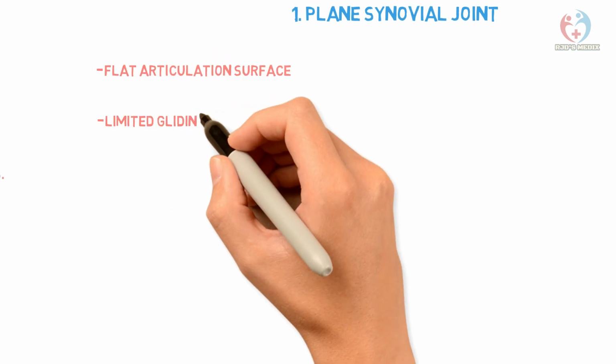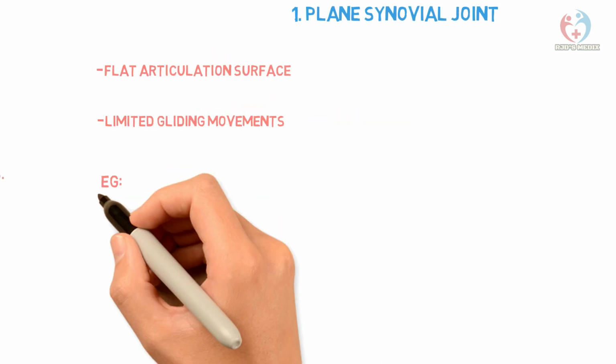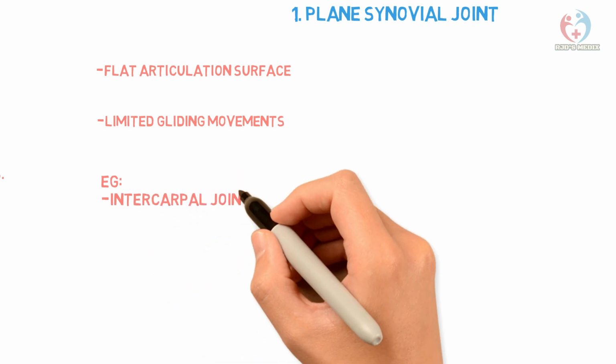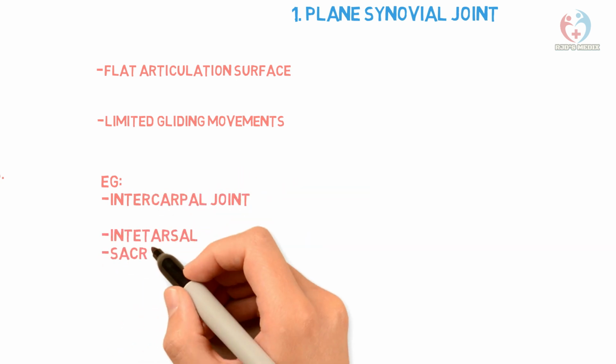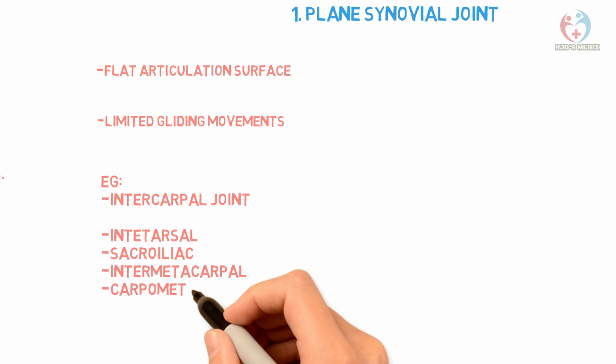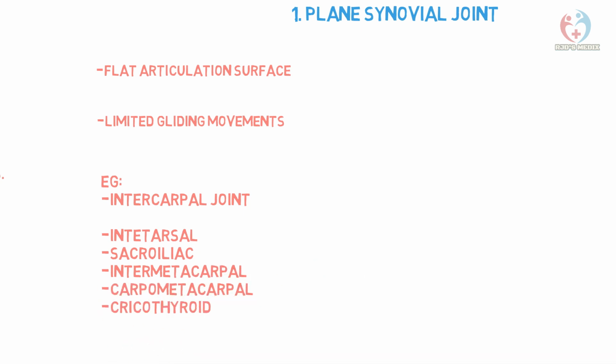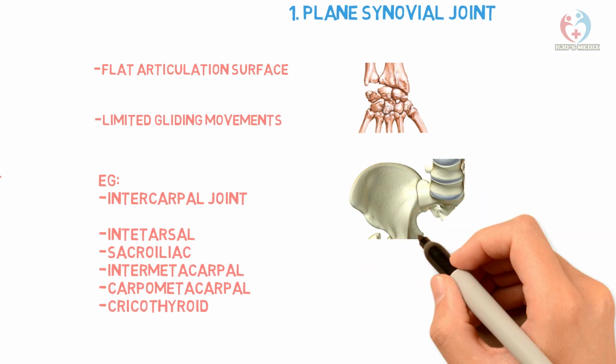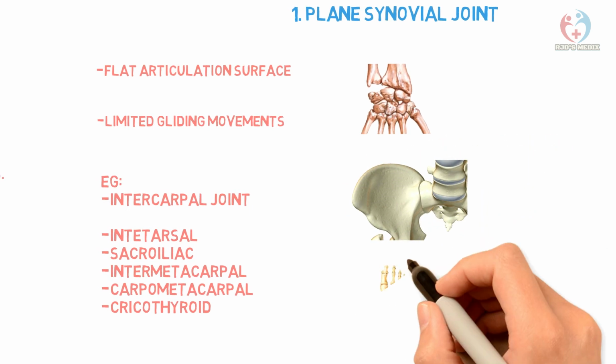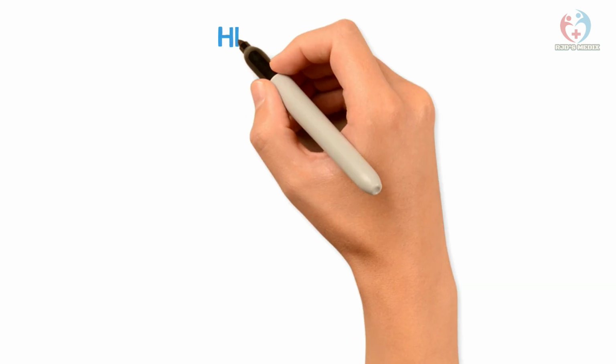So first is the plane synovial joint. The name itself suggests that it has a flat articulation surface. The examples of plane synovial joint are intercarpal joint, intertarsal joint, sacroiliac joint, intermetacarpal joint, and carpometacarpal joint.